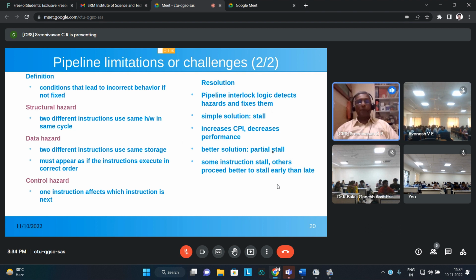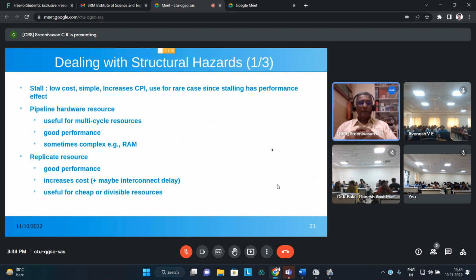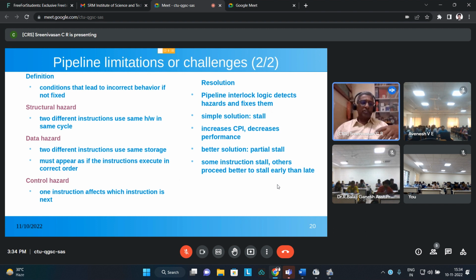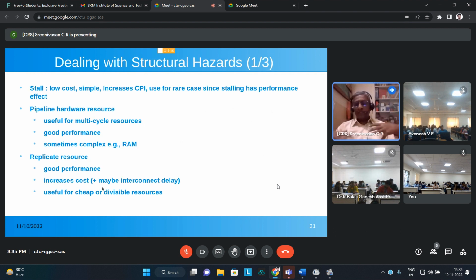So a better solution is partial stall. Get into a compromise, right? And say, okay, I'll use it for 30 minutes, you use it for 30 minutes. A compromise. So these are the ways in which the limitations can be overcome. Now, these are more details about these hazards. Under structural hazard, data hazard, and control hazard, more details can be discussed here.